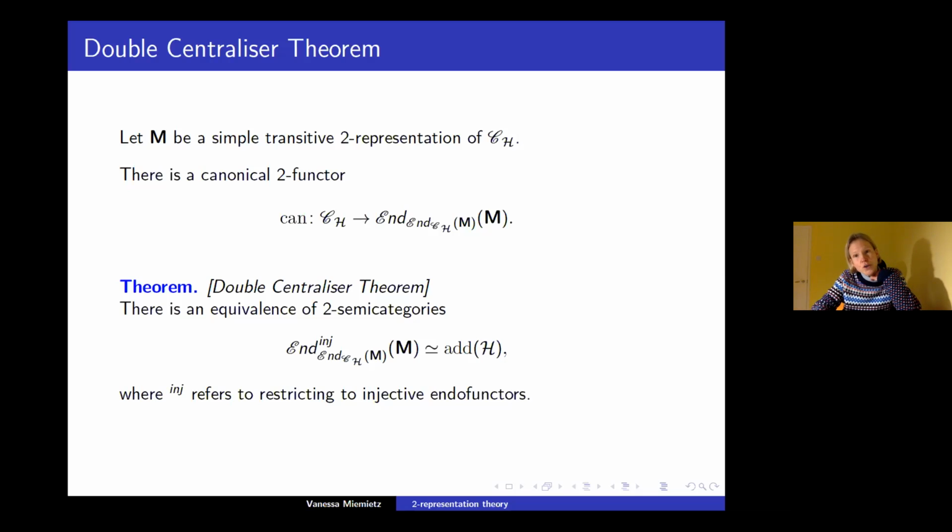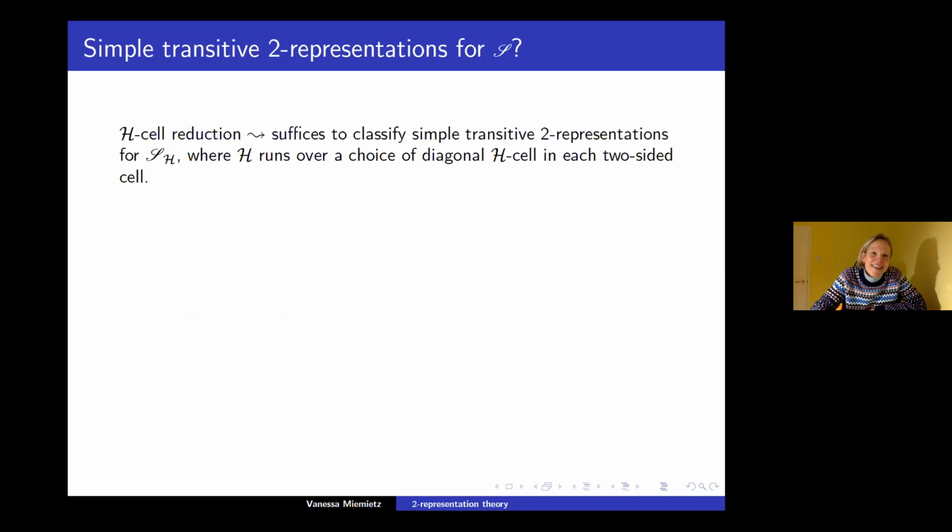And that we want to use now. Those ingredients, H-cell reduction and the double centralizer theorem, we want to use to get simple transitive 2-representations for Soergel bimodules in finite Coxeter type and in characteristic zero. So I'm not making any claims about anything wild here. Okay, so how do we do this? Firstly, we can do H-cell reduction. So it suffices to get the simple transitive 2-representations for S_H, where we pick one diagonal H-cell in every two-sided cell. That's what H-cell reduction tells us.